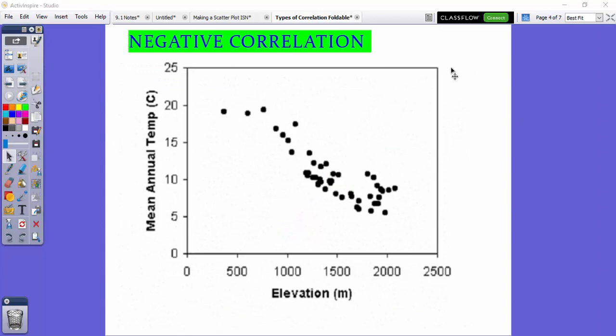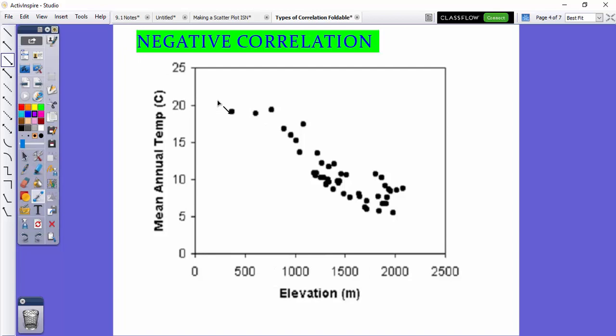This next graph is an example of a negative correlation. I can see my points are going downwards to the right. So if I were to draw a line to follow the trend of data, that line would have a negative slope. A negative slope is also a negative correlation.